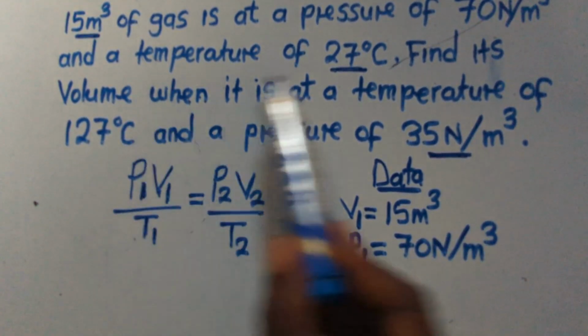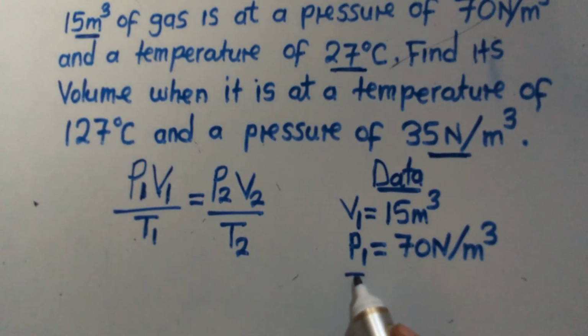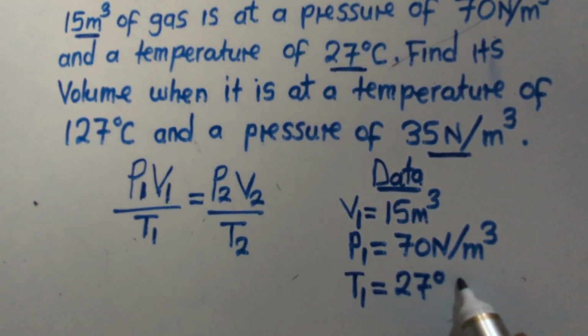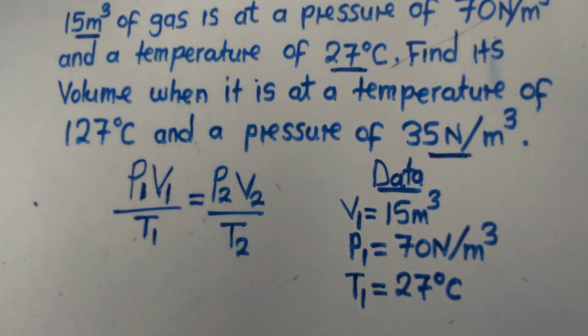Then we proceed, and we are also given the temperature. Temperature 1 is equal to 27 degrees Celsius. Don't forget, the temperature is supposed to be converted to kelvins. How do you convert from degrees Celsius to kelvin? You just add a constant number: 27 plus 273.